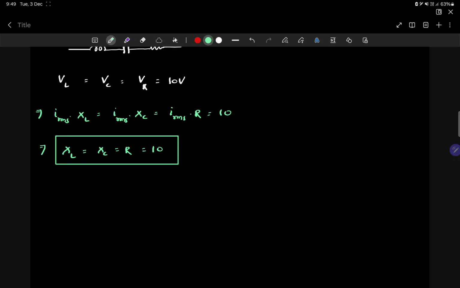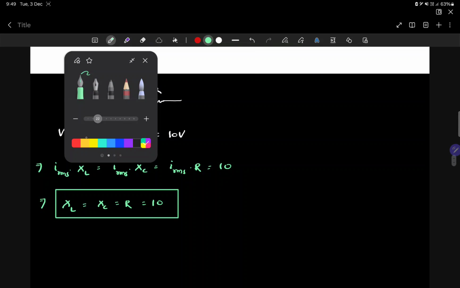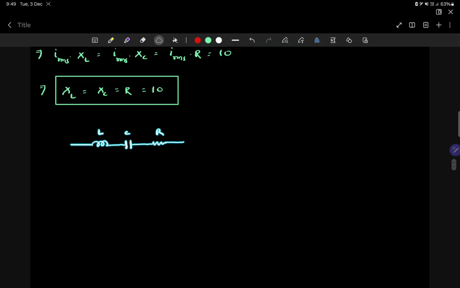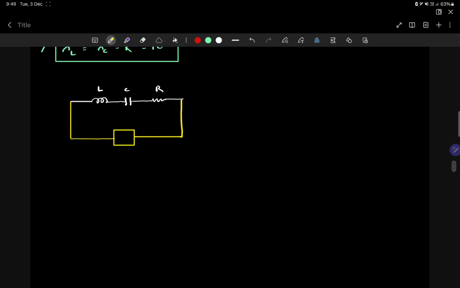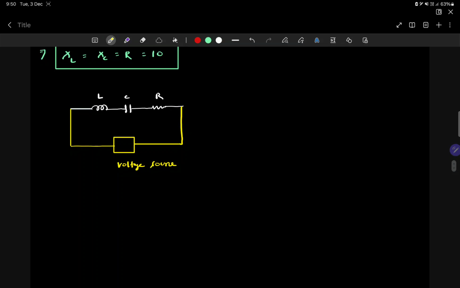Okay, as per the given data, we can write like this. Next thing is they are in series. All these three components are in series and they are connected to a voltage source. This is your voltage source. Okay, so our aim is to calculate what is the source voltage.